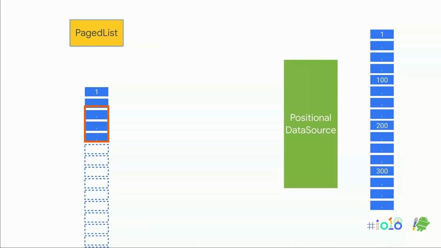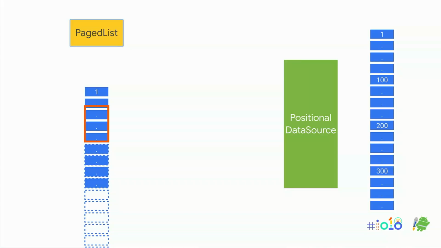Now, user can start scrolling. As soon as user starts scrolling, Pages will realize that it's going to run out of data, and it's going to call this load range method on the positional data source, pass it the start position of the first item that is missing, and a page size, and get the new data appended to the list.